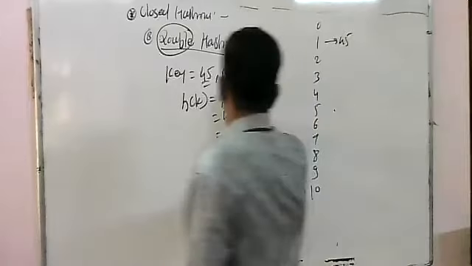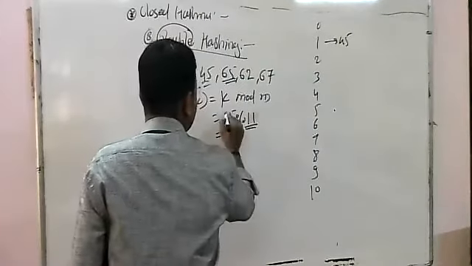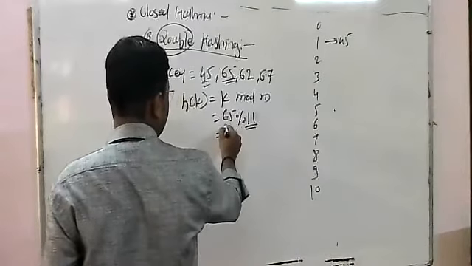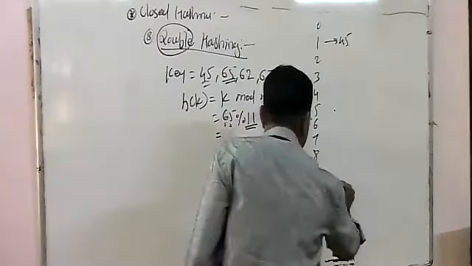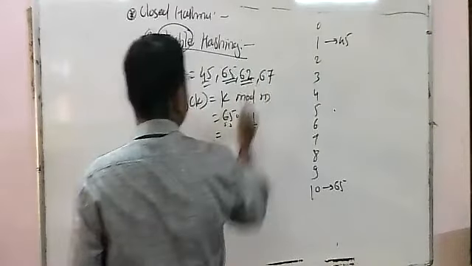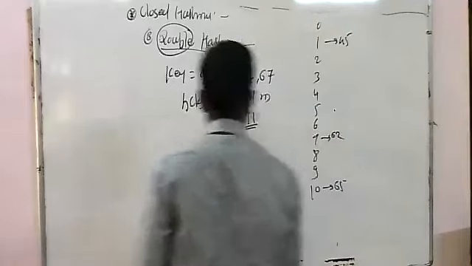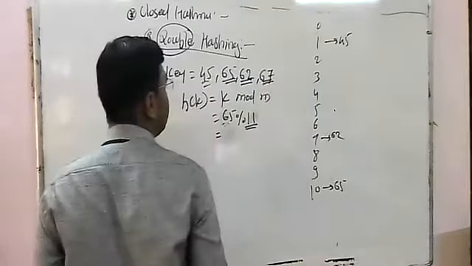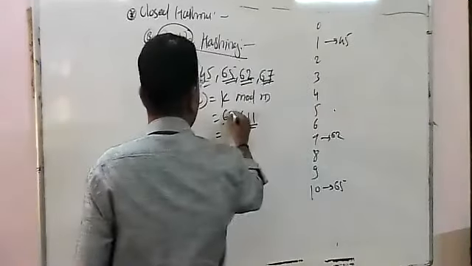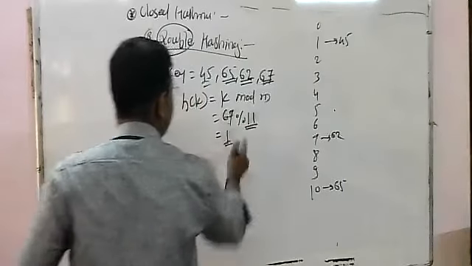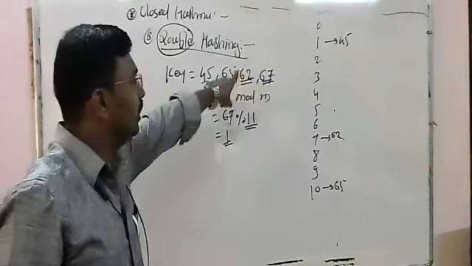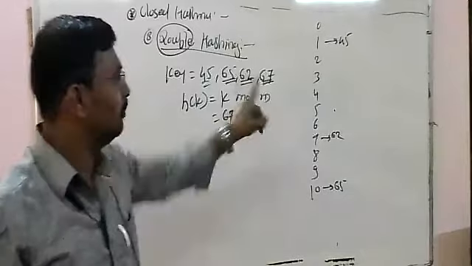Similarly, 65 mod 11 is 10. Then 67 will be stored at, now see, 67 mod 11. This value will be 1. See, here the index value is 1, but at 1 there is already one element present, and that number is your 45.